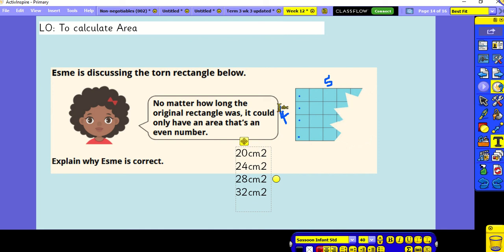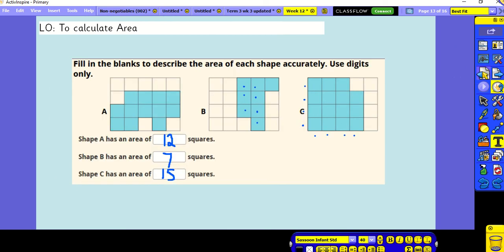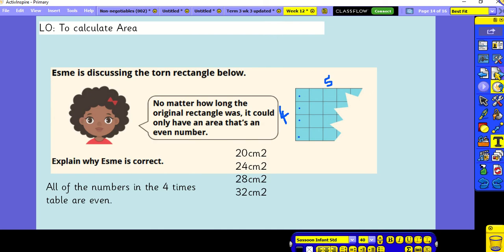Why is Esme correct? Well, because she is timesing this number by 4. And all of the numbers in the 4 times table are even. But I would be happy with this for you to prove it by doing 3 examples. Okay, so first of all, you are just counting area. Okay, just counting the squares to show the area. Then you can go on to some problem solving.